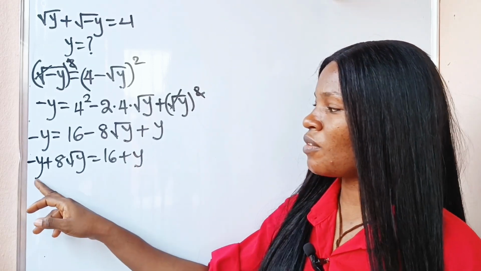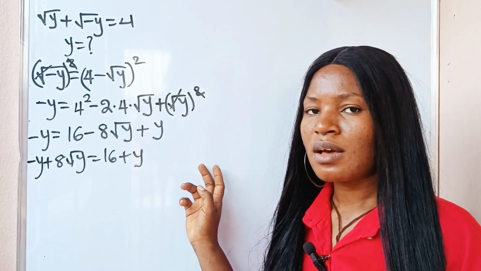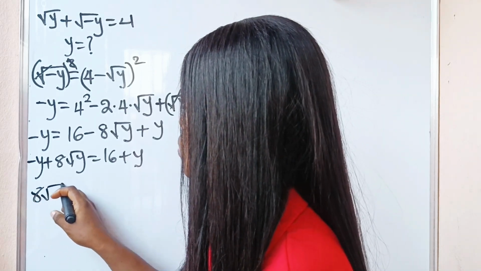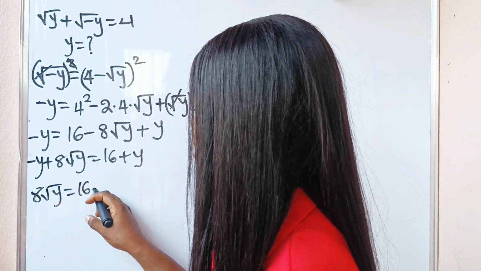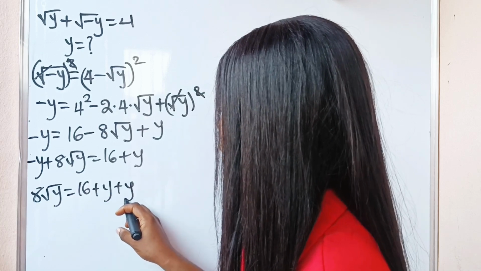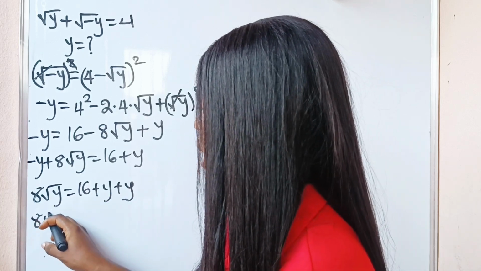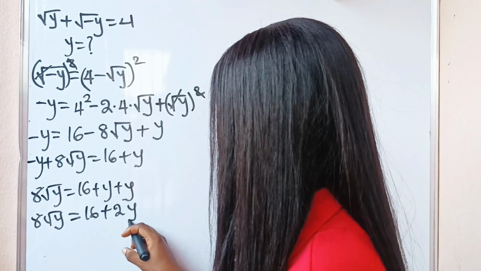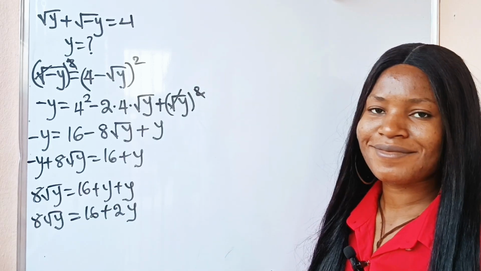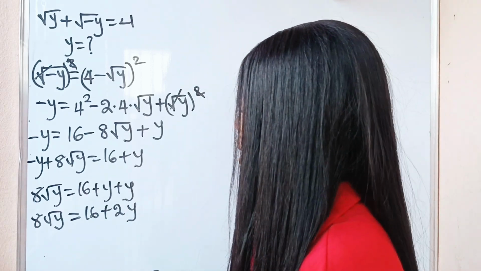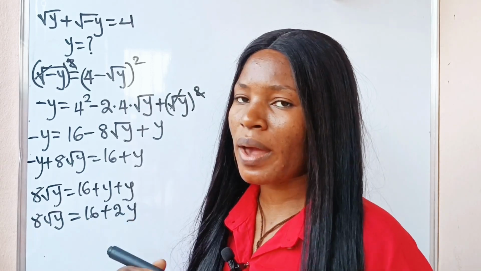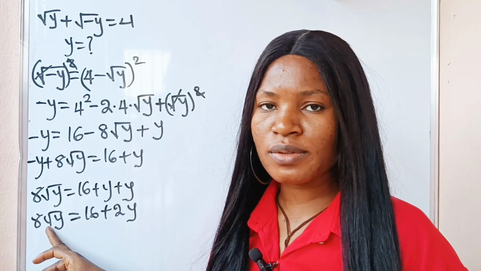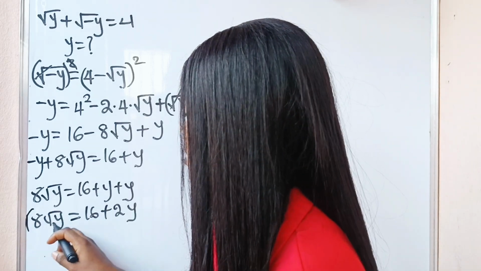Now to make it the subject of the formula, I'm going to transfer minus y to this side to have plus y, right? So we have 8 root y is equal to 16 plus y plus y. So we have 8 root y is equal to 16 plus 2y. Okay, now at this point, we need to square both sides again because I really want to get rid of this square root sign. So let's square both sides.